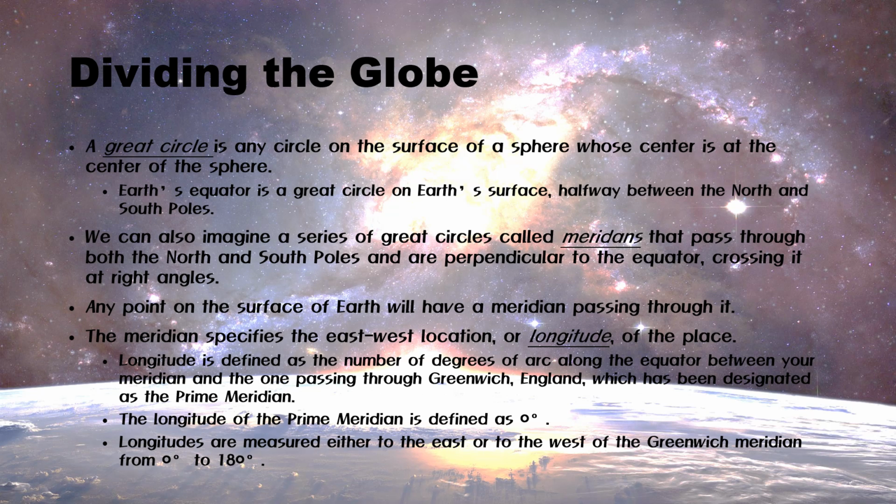Longitude is defined as the number of degrees of arc along the equator between your meridian and the one passing through Greenwich, England, which has been designated as the prime meridian. If we look at the prime meridian, it has a longitude value of 0 because that's effectively our starting point. Now, longitudes are measured either to the east or to the west of the Greenwich meridian, going from 0 to 180 degrees.